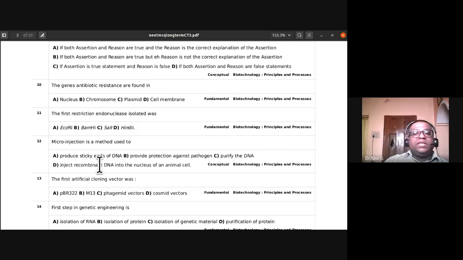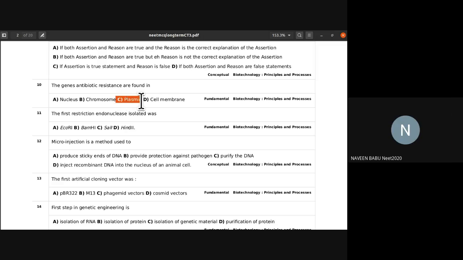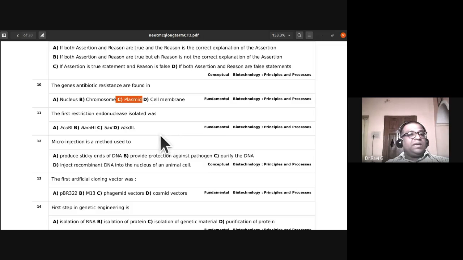The genes for antibiotic resistance are found in nucleus, chromosome, plasmid, cell membrane. So the genes for antibiotic resistance, where are they found? Is it found in the nucleus, chromosome, plasmid, or cell membrane? Which is the answer? 10th one. Plasmid. Plasmid is the answer.